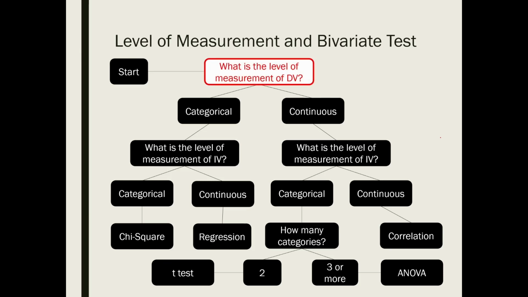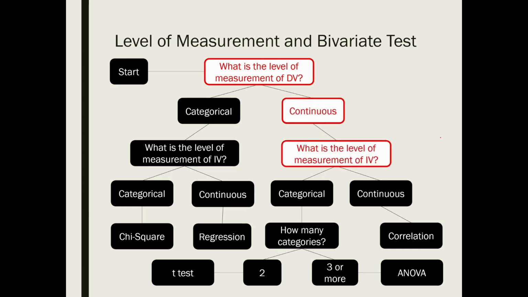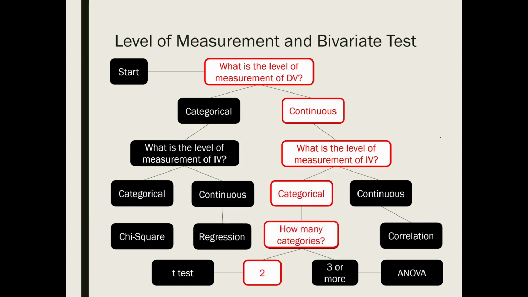Let's first take a look at the dependent variable's level of measurement. It must be continuous, and the independent variable's level of measurement must be a categorical variable, and it must only have two categories. Then we're going to use the t-test, and we're going to cover three different t-tests in this chapter.